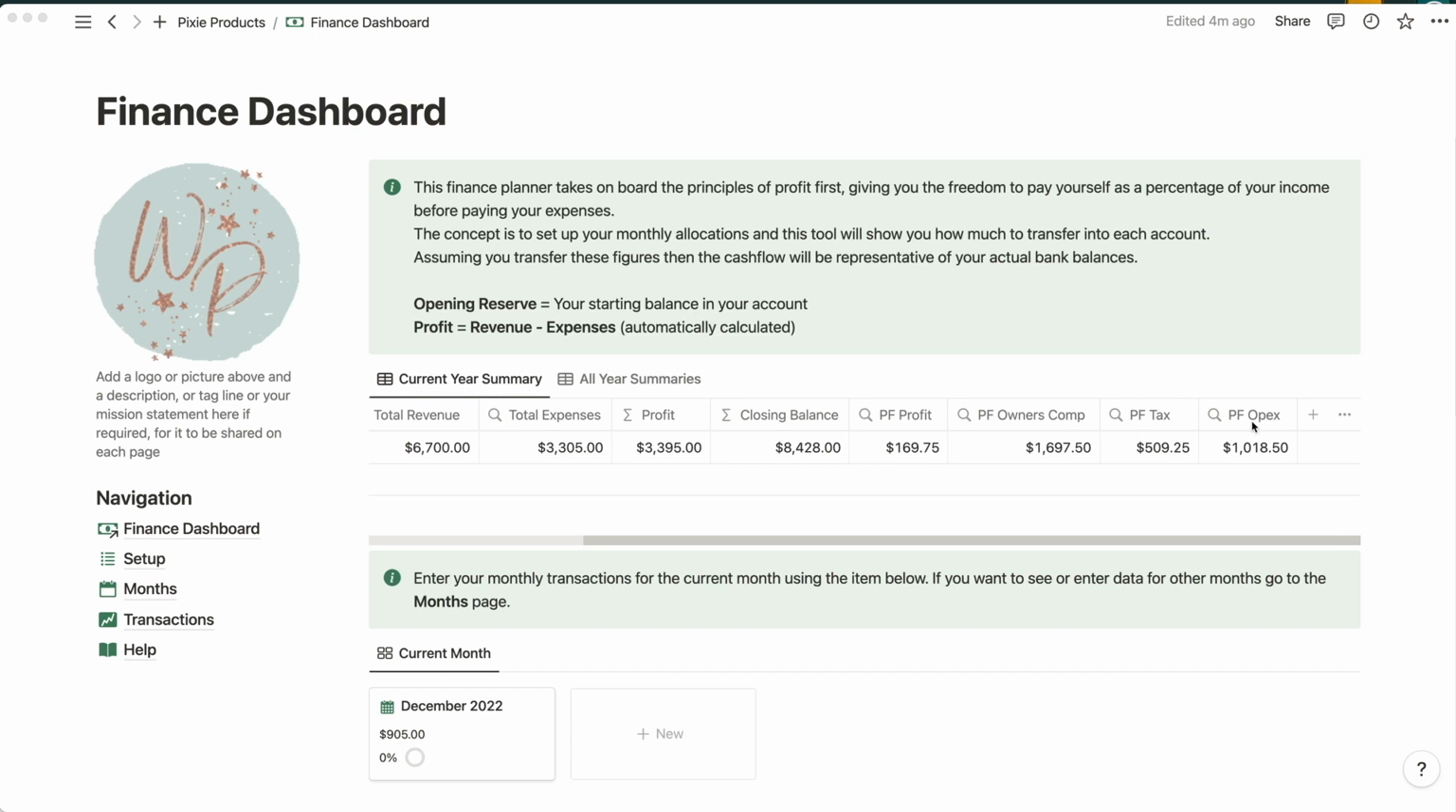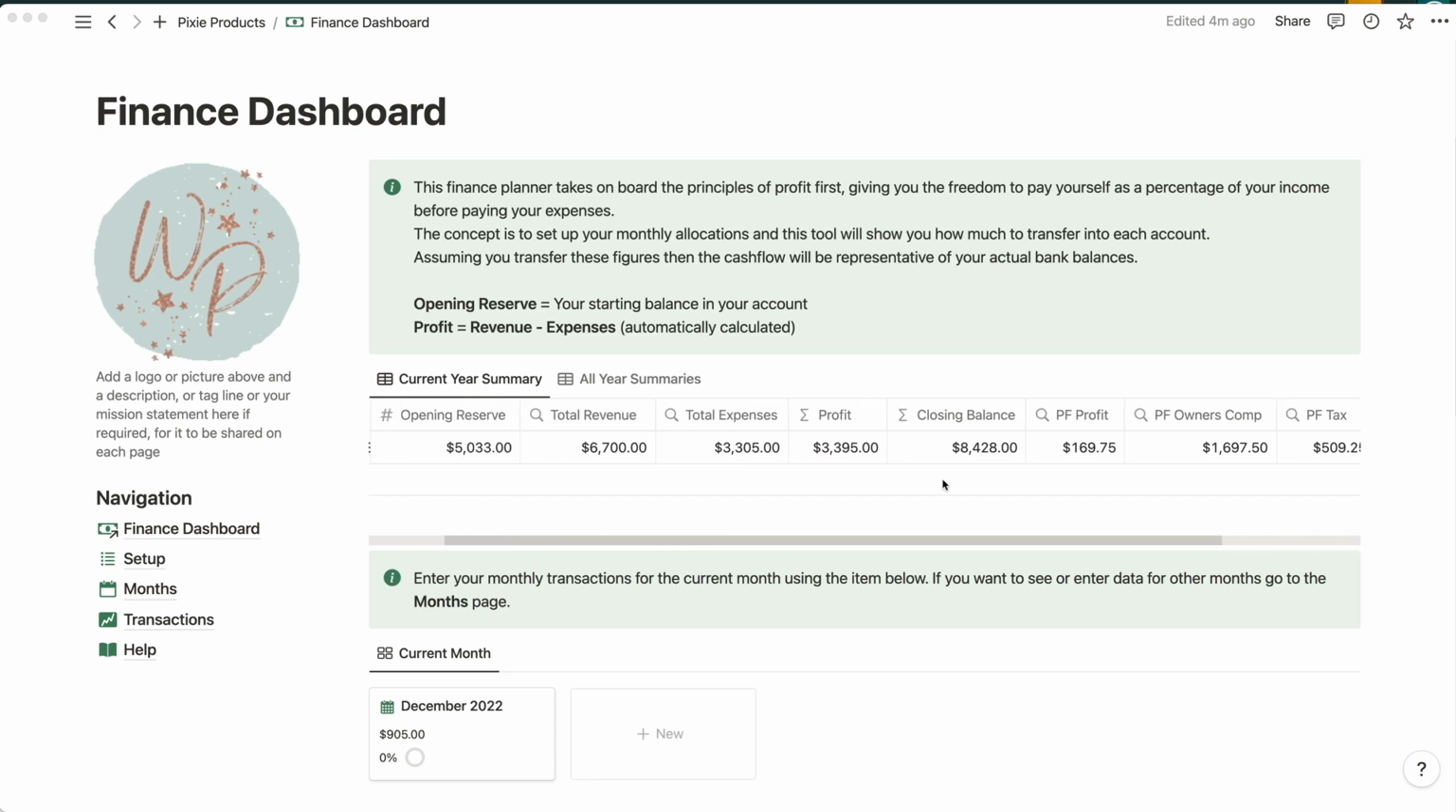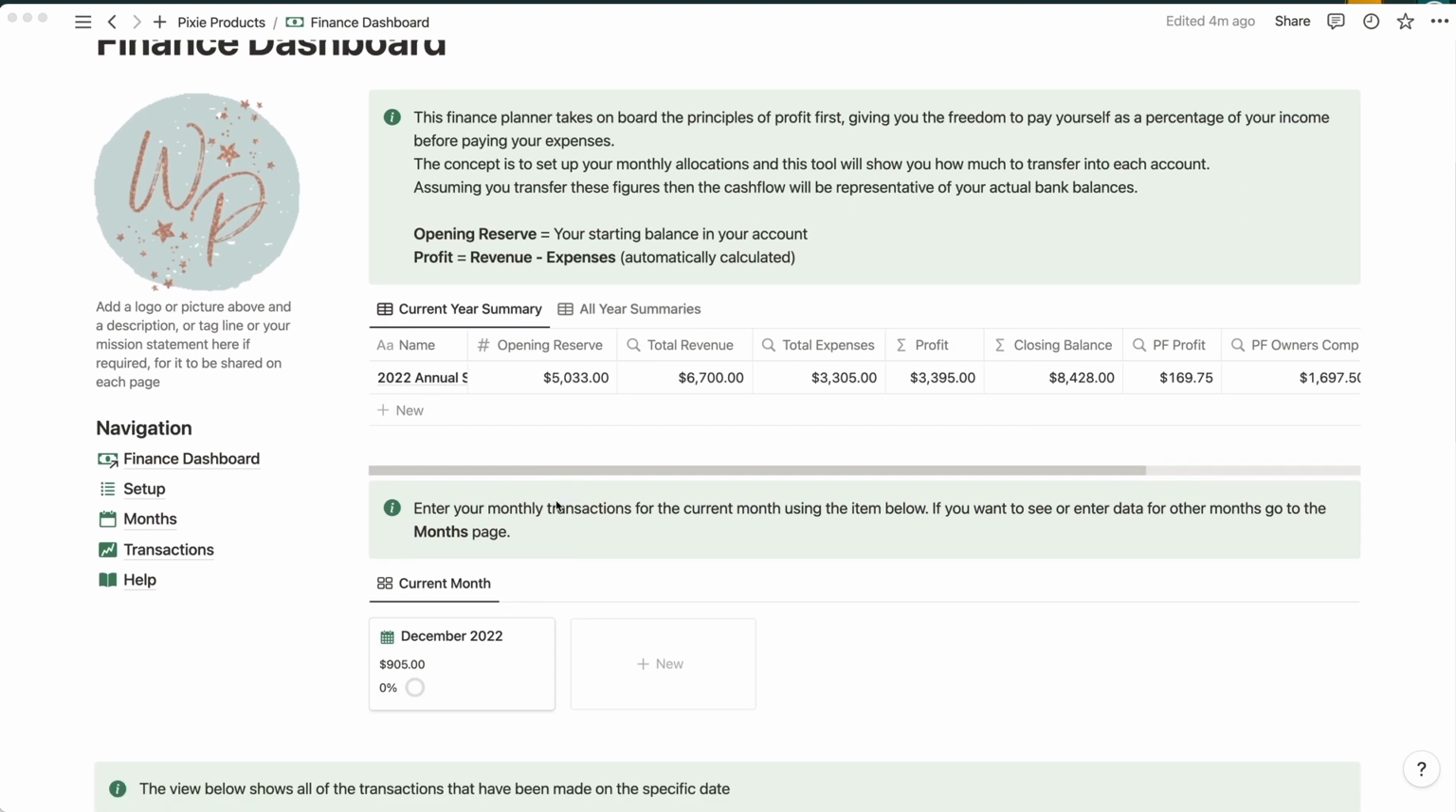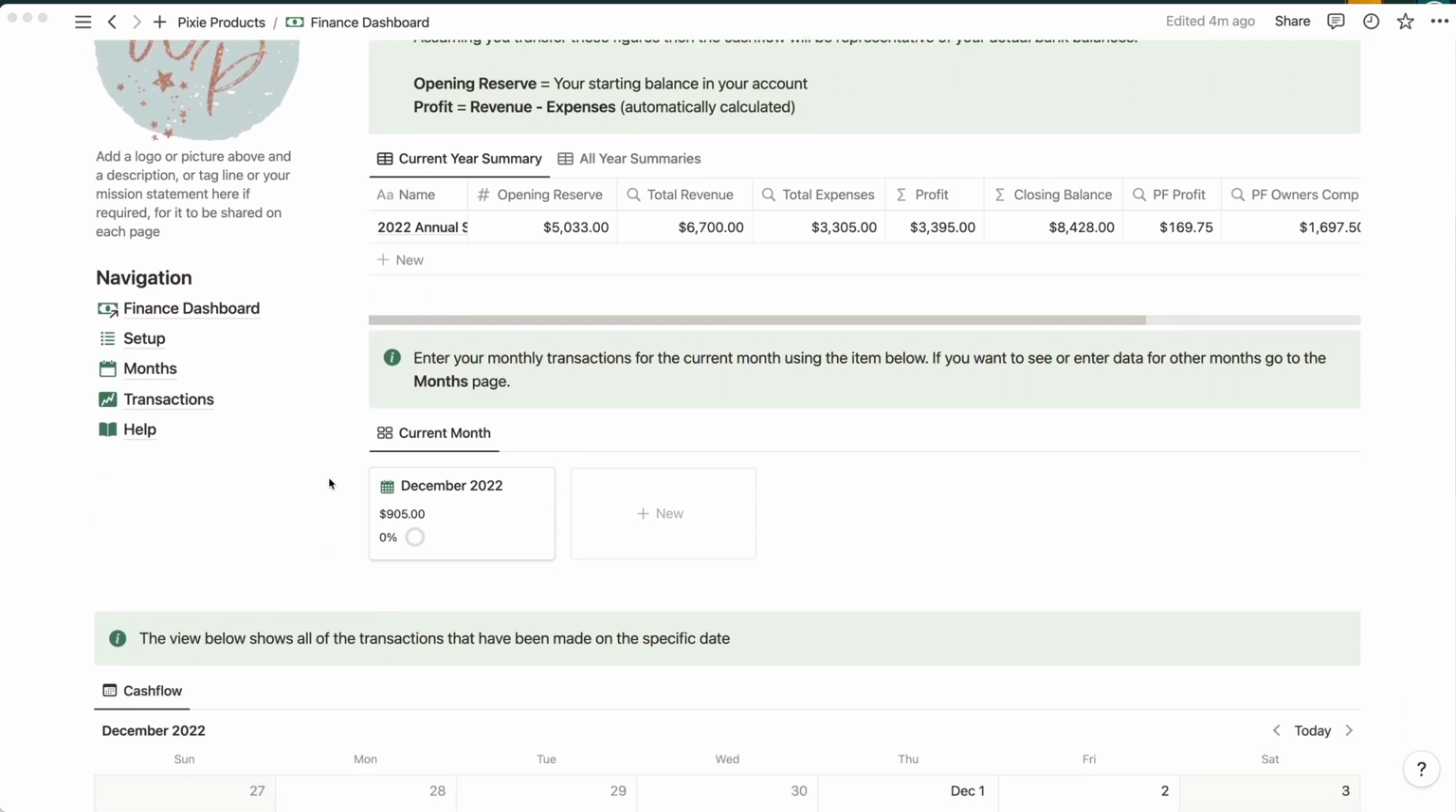So again, putting money away to deal with the taxes. You've pre-thought out what those percentages are, and this will calculate based on your revenue what you should be putting away or what you should have put away for those particular accounts. From there, we have monthly allocations.